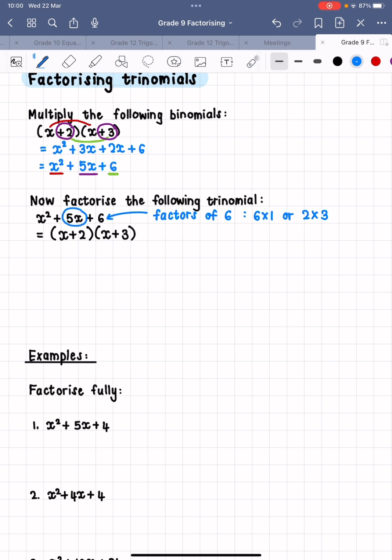You are going to say the sum of these factors. What does sum mean, guys? Add. Okay, the sum of the factors, when you add the factors together, must equal 5. And where does that 5 come from? I'm going to make a little extra note. 5 is the coefficient of the middle term.